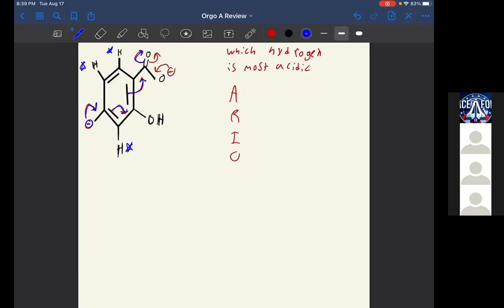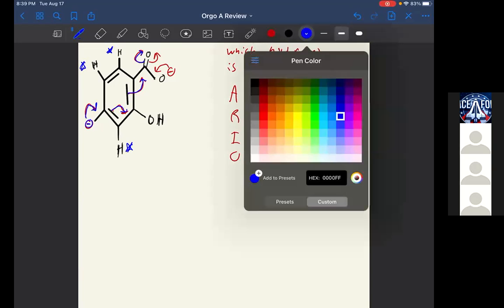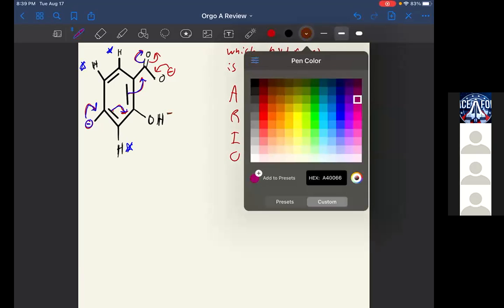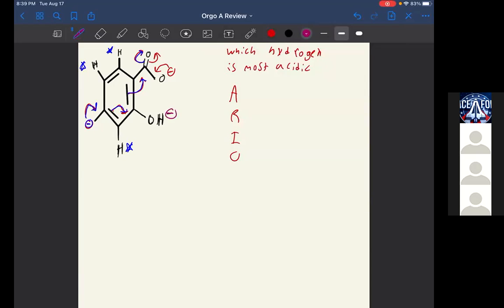You guys can see that, right? Okay. So now we'll test the last one, this one. I don't like brown, that isn't going to show up very well. So this is going to be your last hydrogen to check. So I'll raise this hydrogen and put the negative charge here.